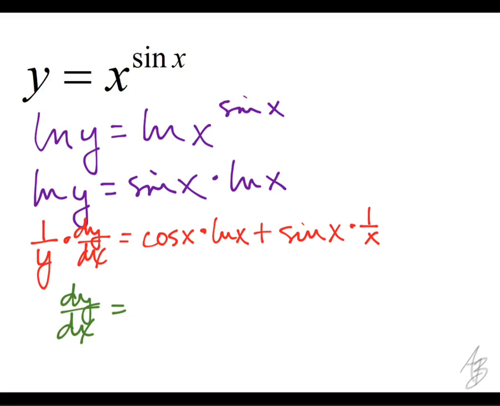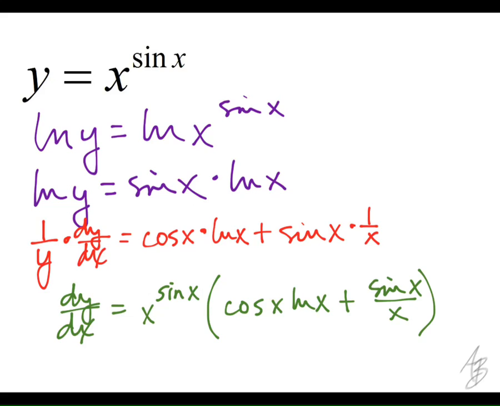Multiply by y. Are you guys okay if I multiply by y and substitute x to the sine of x in for y at the same time? Yep. Okay, so we're going to multiply both sides by y, but y is x to the sine of x, times the quantity cosine of x times the natural log of x, plus sine of x over x. Or you could do 1 over x times the sine of x, either way. This is just a little bit of a simpler way to write it. Any questions about that? That's the answer.